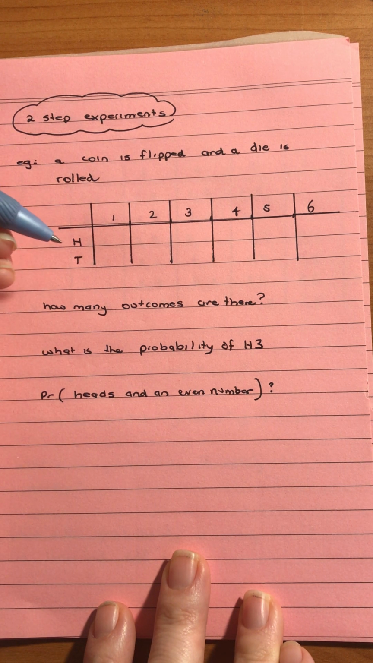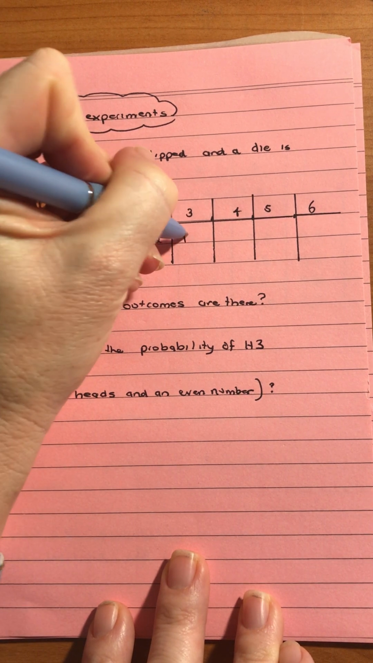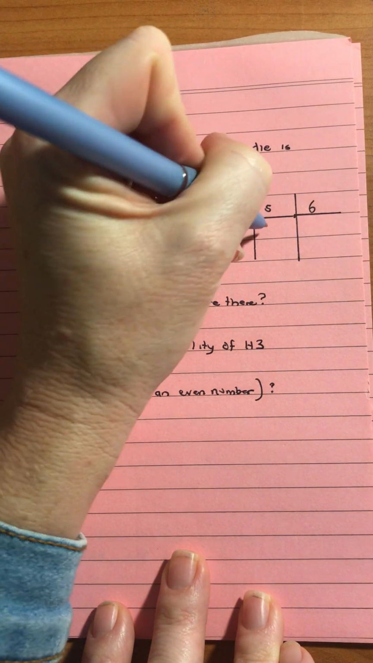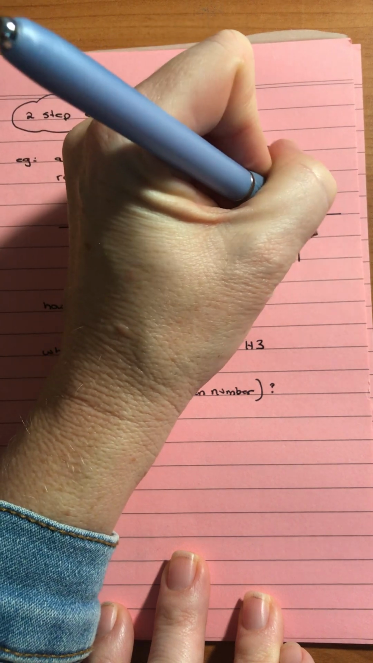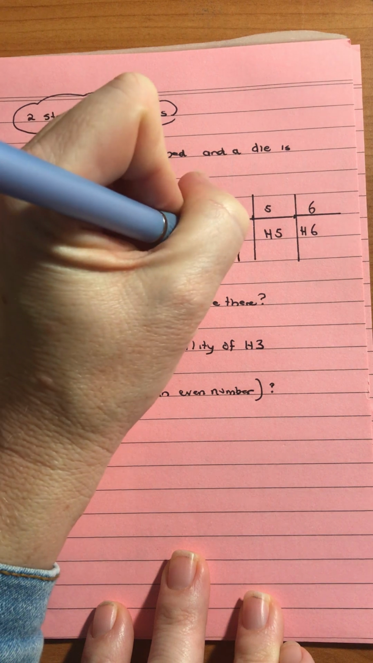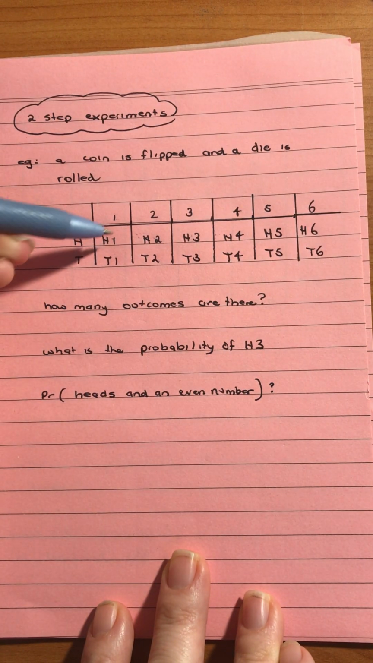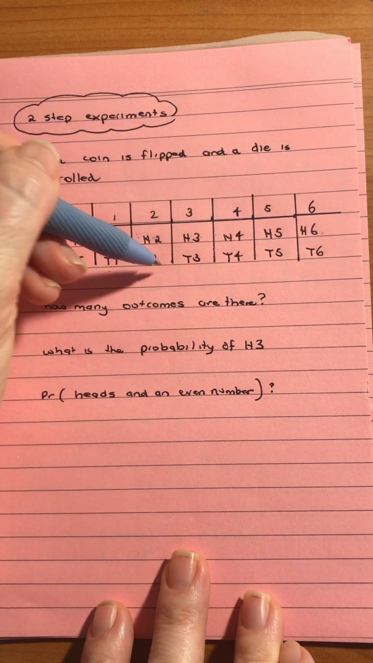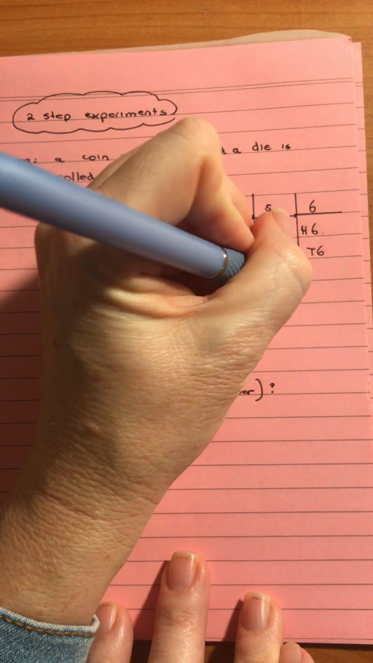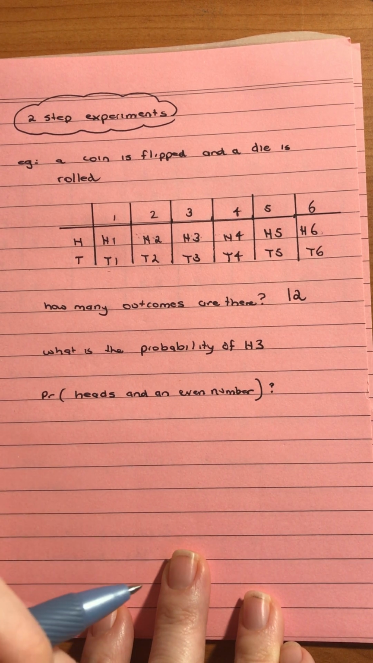We can use an H for heads and a T for tails. So we have H1, H2, H3, H4, H5, H6, and then T1, T2, T3, T4, T5, and T6. That means we have 1, 2, 3, 4, 5, 6, 7, 8, 9, 10, 11, 12 outcomes that we could get when we flip a coin and roll a die.